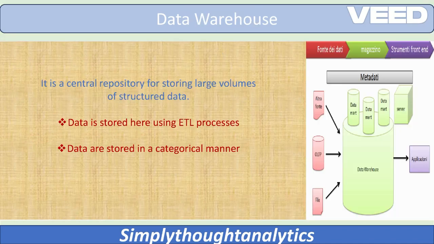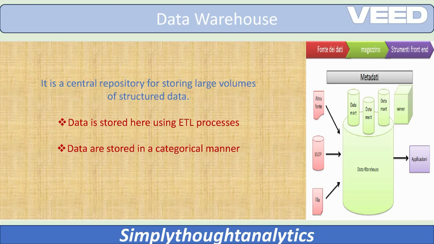So let's look at data warehouse. It is a central repository for storing large volumes of structured data. So data are stored using the ETL process. So every one of us knows what ETL process is now. So I'm not going to go into that today. And data are stored in a categorical manner. So let me explain all of this.